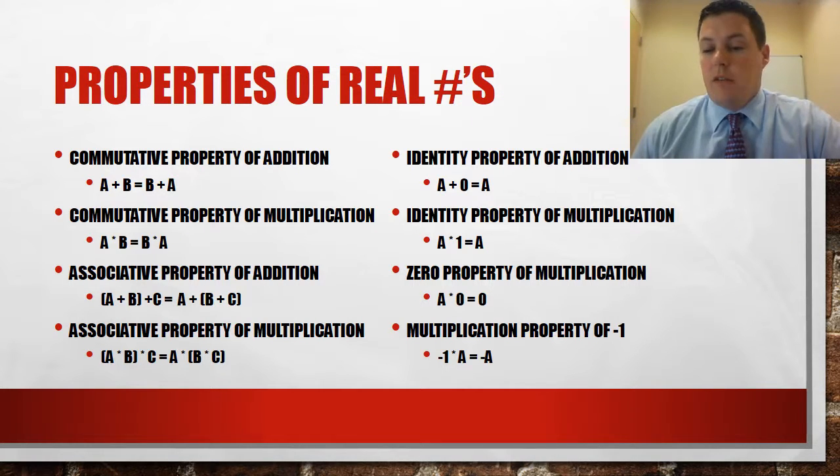The last thing we're going to review from this chapter are the properties of real numbers. So we have the commutative property of addition and multiplication. And remember, it's commute, like travel, not commune, like community. So this is not grouping. This is a commute, so it's from point A to point B and then back from point B to point A. So commutative means we can switch the order.